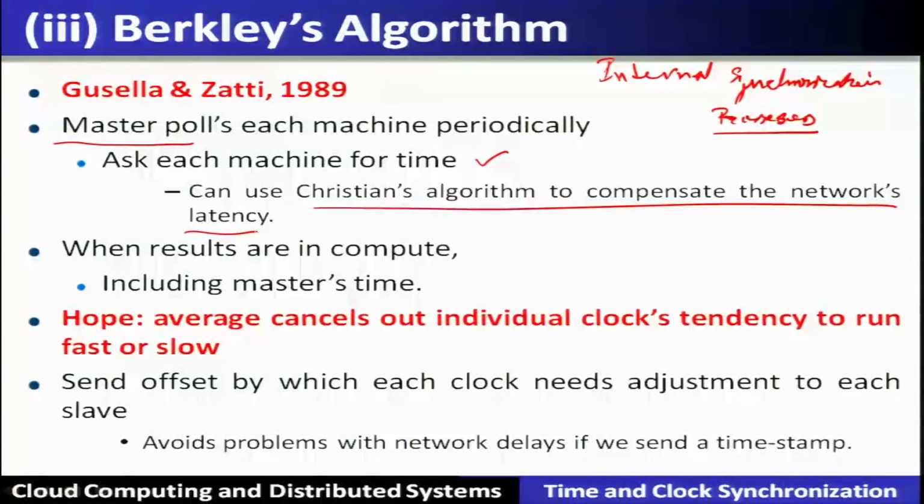Now, when these results are computed, then using the master's time, the offsets will be computed. Why? Because the average cancels out the individual clock's tendency to run fast or slow. So, only the offset will be calculated, by which each slave's clock needs to be adjusted.